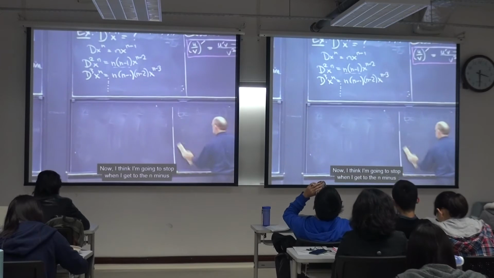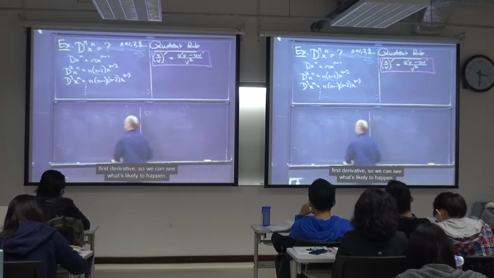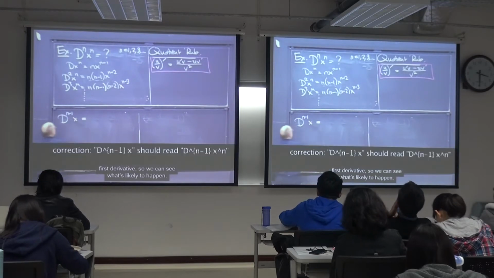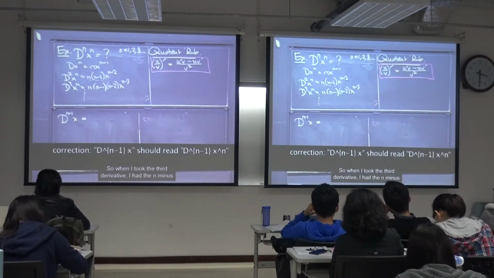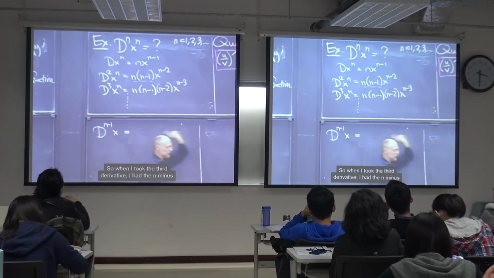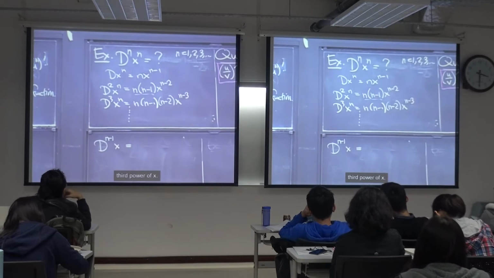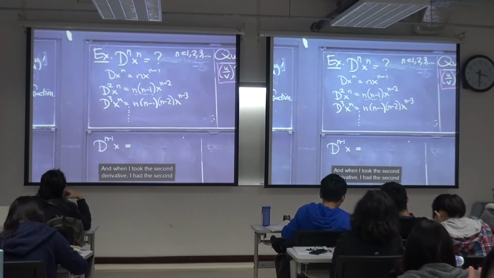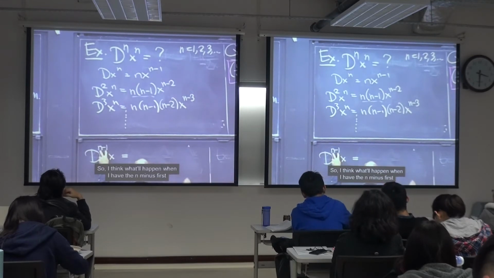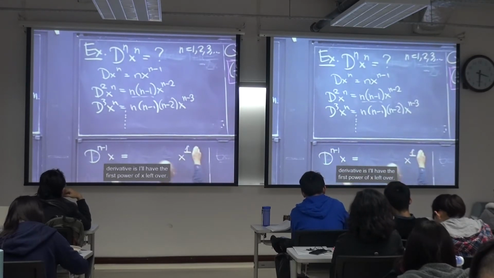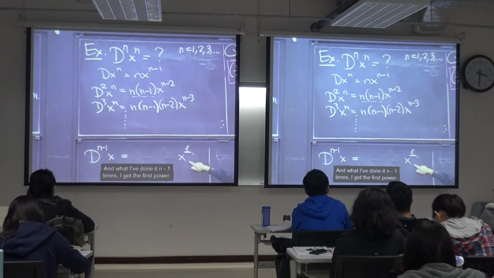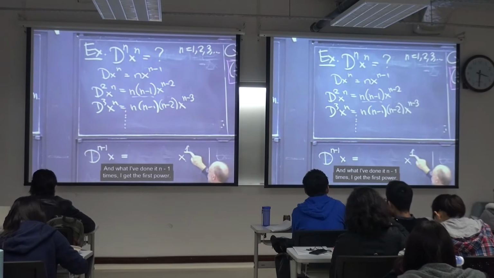Now, I think I'm going to stop when I get to the n minus first derivative so we can see what's likely to happen. When I took the third derivative, I had the n minus third power of x. And when I took the second derivative, I had the second power of x. So I think what will happen when I have the n minus first derivative is I'll have the first power of x left over. The powers of x keep coming down. And when I've done it n minus 1 times, I get the first power.